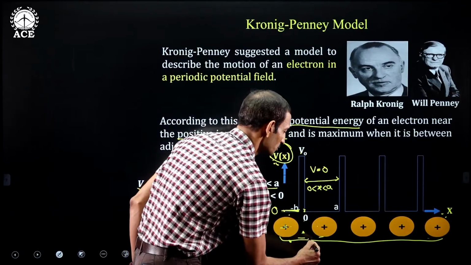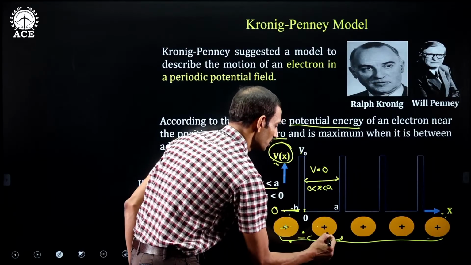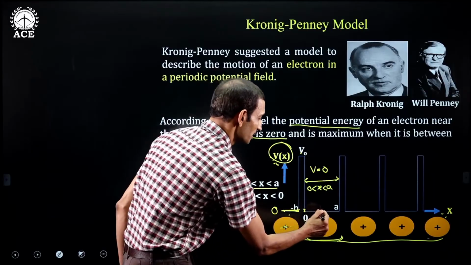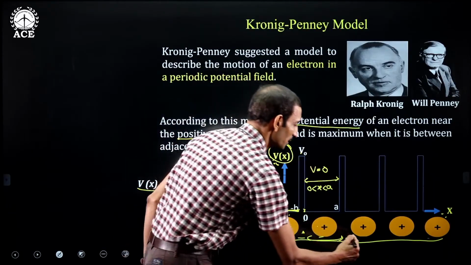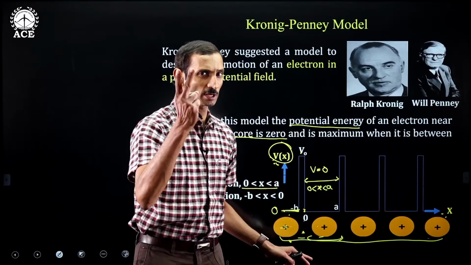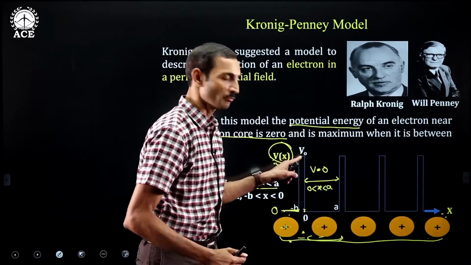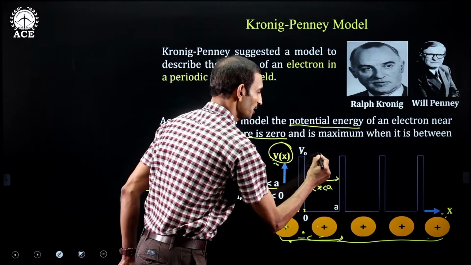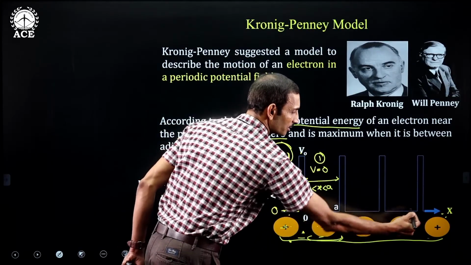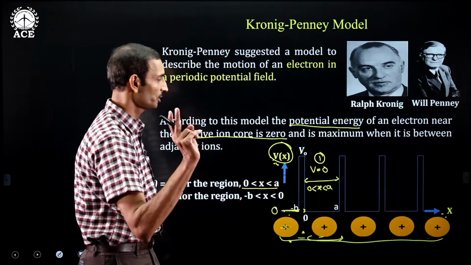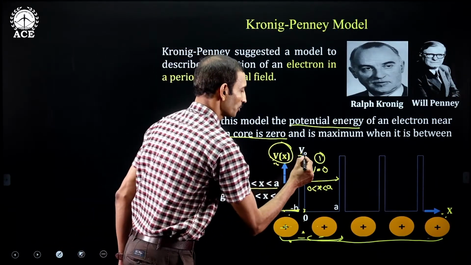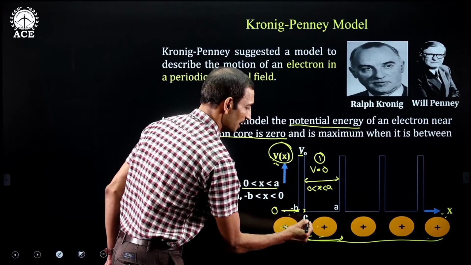And then if the electron is moving in between these two, this to this, its potential energy, since it is near to the ion core, is equal to 0. Similarly, that would repeat. So these towers would repeat. So that means there are two regions. Region 1 where the potential energy is 0, that is between 0 and A. So this is also like that, this is also like that, right? Region 2 where the potential energy is maximum. So that is this portion, that is between minus B and 0.